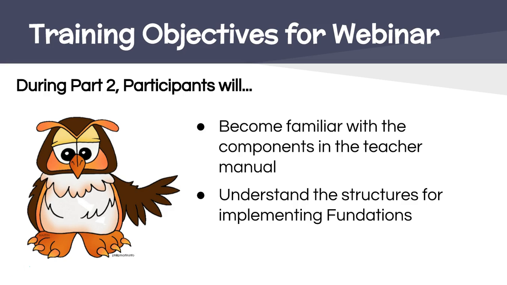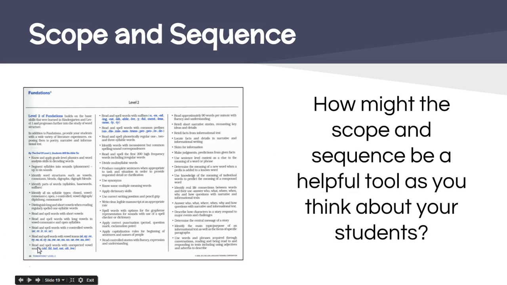You will see our webinar objectives for Part 2 listed here. Our hope is that participants will become familiar with the layout in the teacher's manual and deepen your understanding of the structure suggested for implementing this resource. Let's begin by taking a look at the scope and sequence provided in your manual. You will find this on page 19 in the teacher's manual for grades K, 1, 2, and 3.